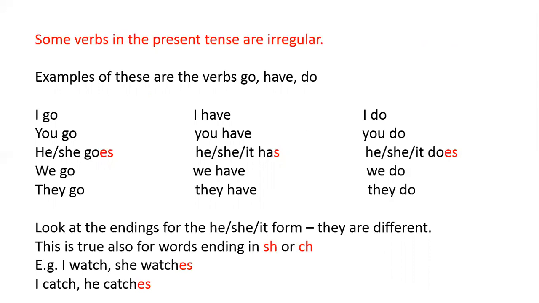So example, I go, you go, he, she goes, es we add on the end. We go, they go, I have, you have, he or she or it has, we have, they have. I do, you do, he or she or it does, we do, and they do. So they're slightly different, we just don't add an S. And in the case of have, the verb changes a little bit.